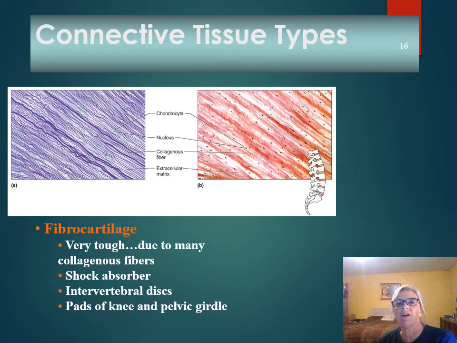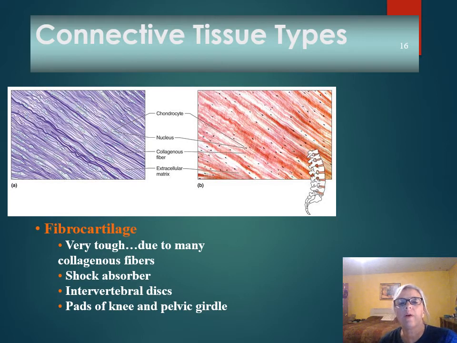Fibrocartilage is a very, very tough cartilage. It's got a lot of these collagenous fibers. This is sometimes mistaken for muscles because it looks kind of like a muscle tissue. So that's something I want you to pay attention to: study these and study the muscle types and look for differences that you can find to help you distinguish these.